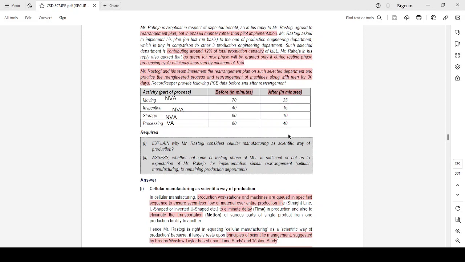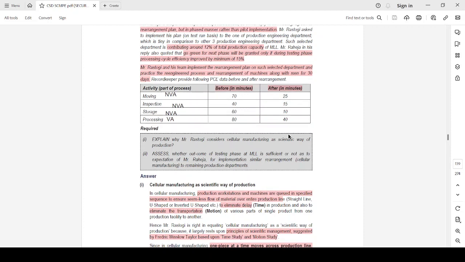In these 4, what is the value added activity? Only processing, right? Without processing, a product cannot be produced. Only that will be the value added activity. The rest, moving, inspection, storage, are all non-value added activities. Does the customer get any benefit of moving? No. Inspecting? No. Even though it adds to quality, it is very much needed to do things right the very first time. And storage is very much a non-value added activity.